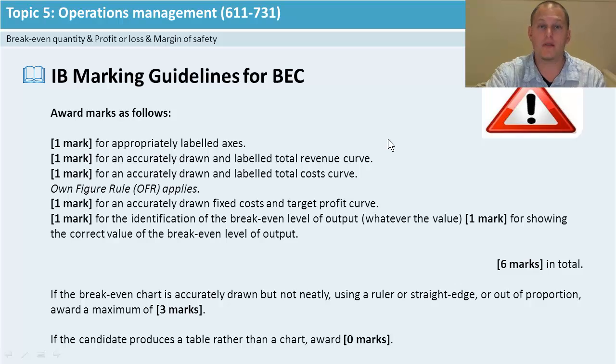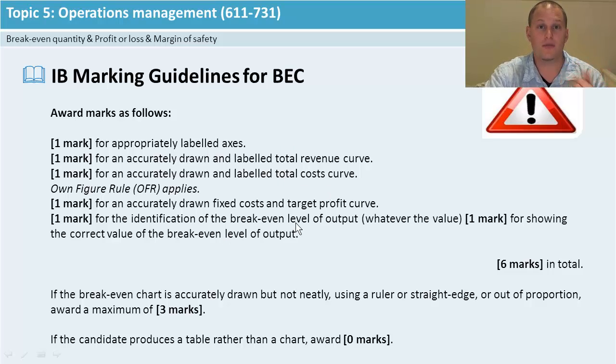And this is what I see repeated in the examiners' reports, and this is where I think it's a little bit silly. You get 1 mark for labeling the axes, so cost, revenues and profit, and output. You get 1 mark for accurately drawing the total revenue curve, and 1 mark for the total cost curve. So even if you stuff up the figures, as long as you write the thing, the own figure rule applies. If you get the fixed costs and the target profit area drawn correctly, there's another mark. And if you identify, from the break-even point going down, what the output is, that's another mark. So there are 5 marks here, potentially 6, just from drawing it.